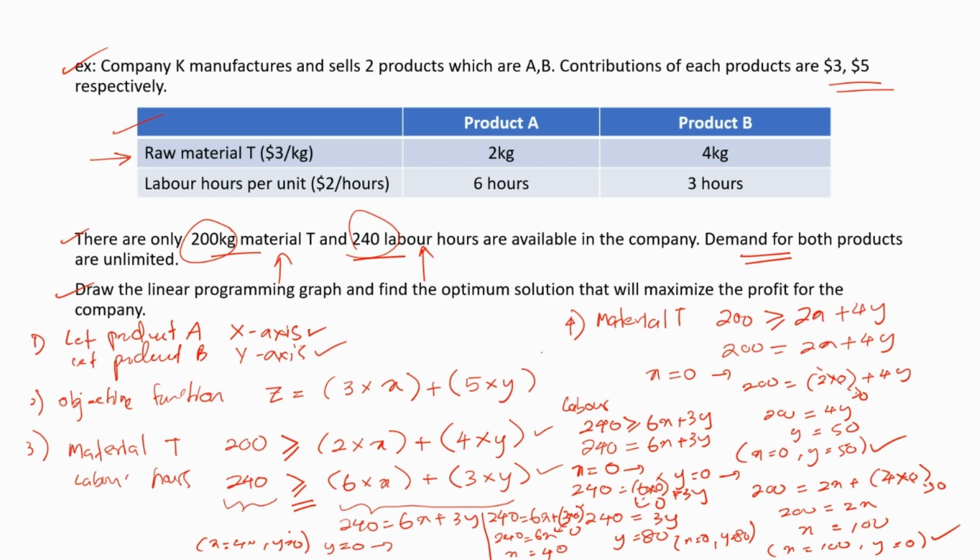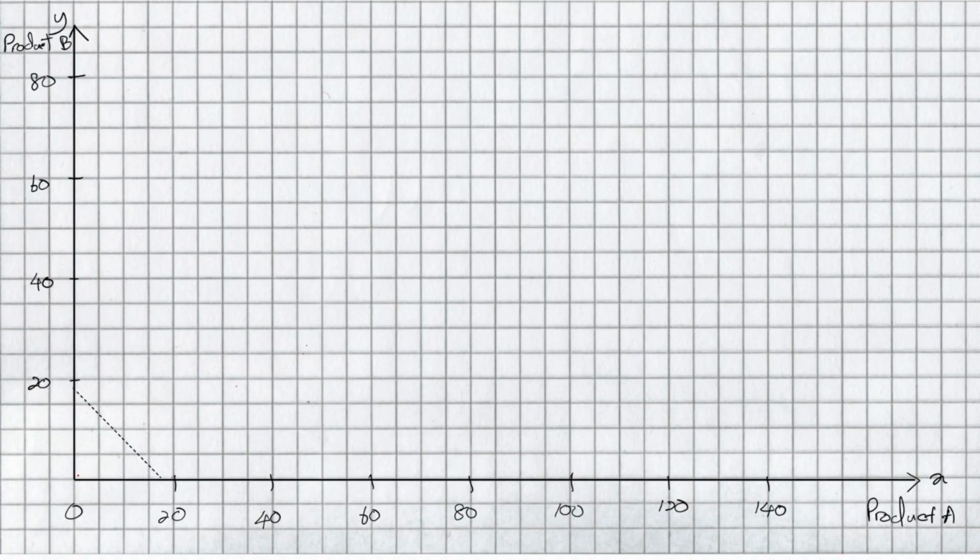Now using these points, we can draw the lines for each constraint. Here is the graph. As I said earlier, this is the iso-contribution line or the profit line. This line will be provided in the question. You do not need to know how to draw this line. We assign product B to the y-axis and product A to the x-axis. So the x-axis represents product A and the y-axis represents product B.